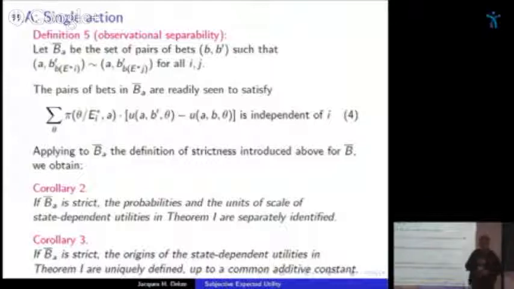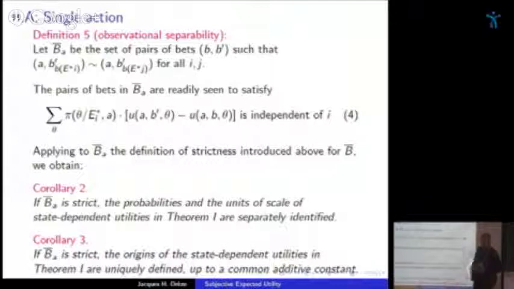The source of information on the desirability of the different states is different. In one case, it was actions that influence the probabilities. In this case, it is information that is added and on which I can act. So again, you can detect operationally that you have found a B and a B prime for which the information is full. This we call strict. And we then have the results that with strict information, the probabilities and units of scale of state-dependent utilities in Theorem 1, now we say, are separately identified.